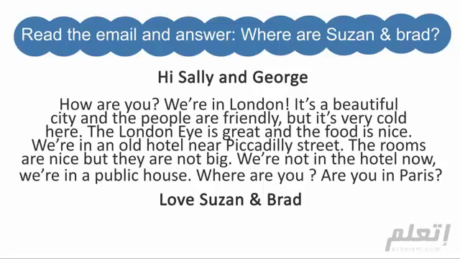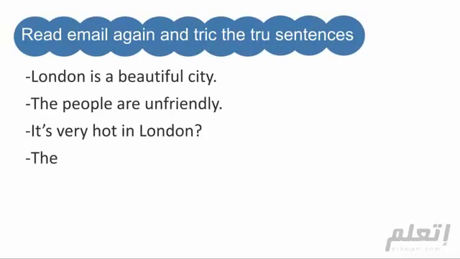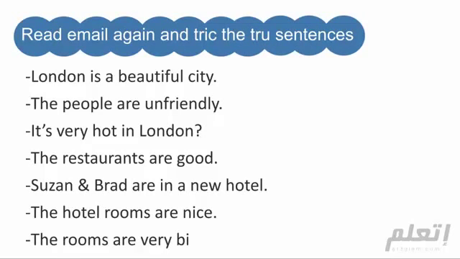Now let's check the answers. About Susan and Brad, where are they? They are in London. So Susan and Brad are in London. Fantastic. As you see on the screen now, we have 7 sentences. I want you to tick the true sentences. Okay? Now let's do that. Read the email one more time and tick the true sentences. Take your time. We'll check later.